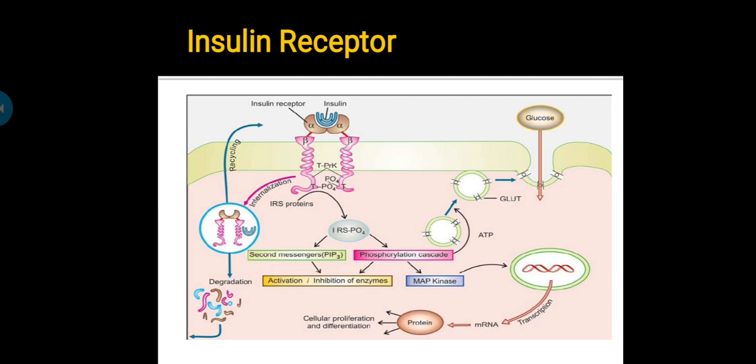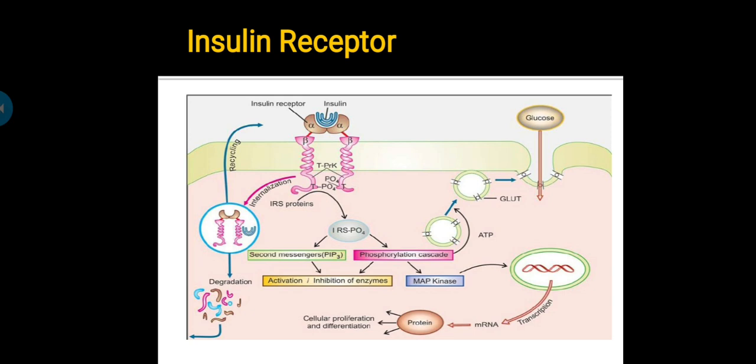So the insulin receptor, as you know from general pharmacology, is a transmembrane receptor having intrinsic tyrosine kinase activity. When insulin binds, the receptor dimerizes. So there is a dimer of the receptor. One insulin receptor is composed of alpha and beta subunits. The alpha subunit is where insulin binds, and the beta subunit carries the kinase activity.